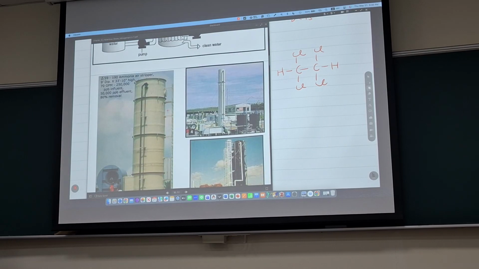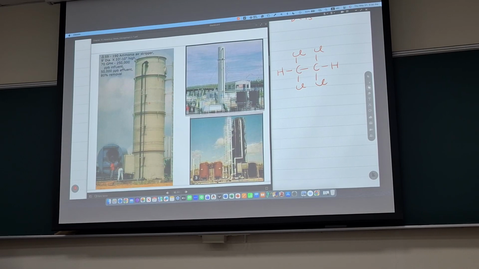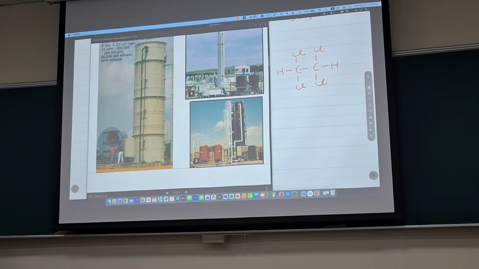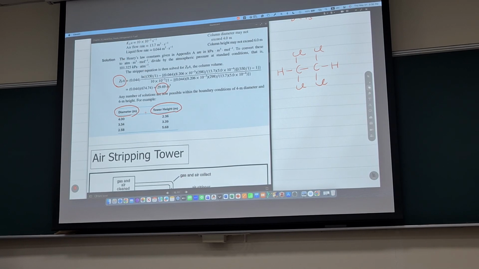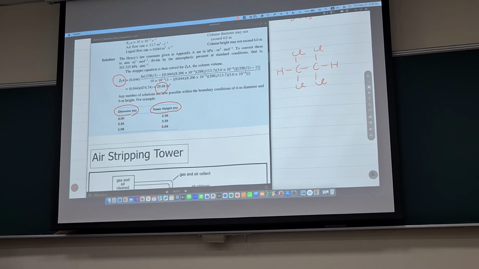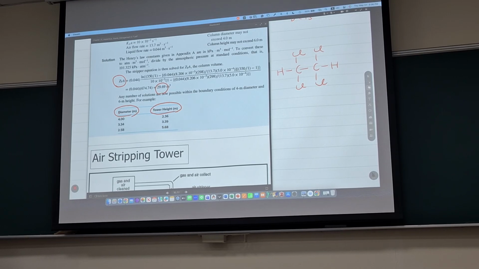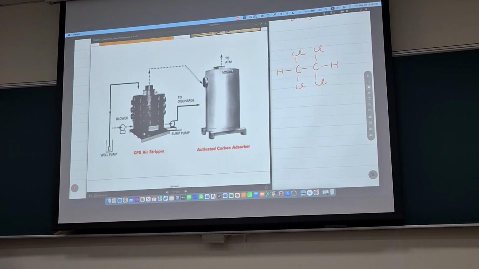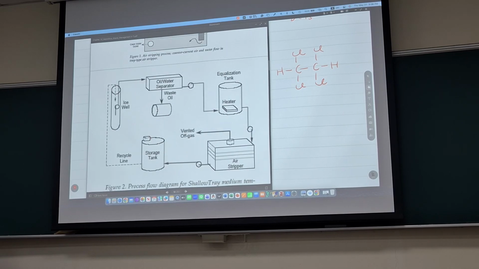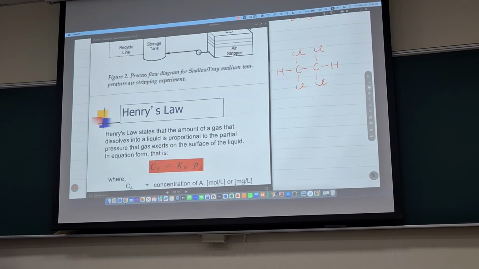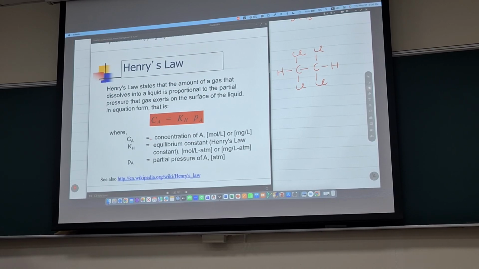The next few slides show you the air stripping tower in real cases like this. If you don't want it too high, for example above 5, you can increase the diameter.